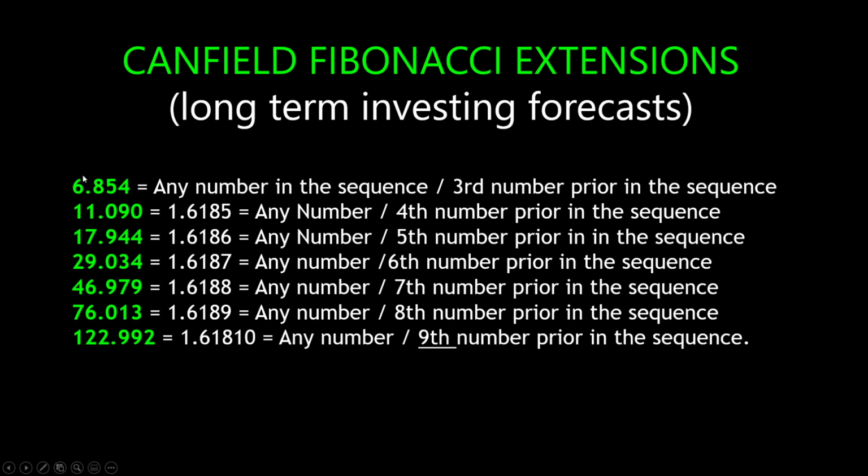These numbers are basically derivatives off the extension. Instead of the 1.618, where it's the number divided by the number prior, this is any number divided by the third number in the sequence, fourth number, fifth number, sixth, seventh, eighth, ninth number. And there's a lot of assets that hold true to these. The way that I use them is on the first leg of the impulse to get long-term forecasting. I'm talking 10, 20, 30, 40, 50 years out that these tools can be used for, for long-term investing forecasts.